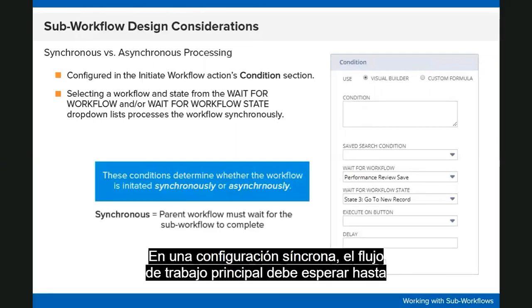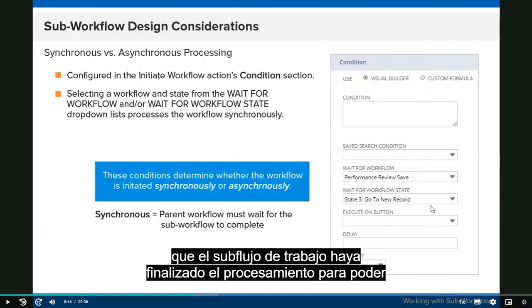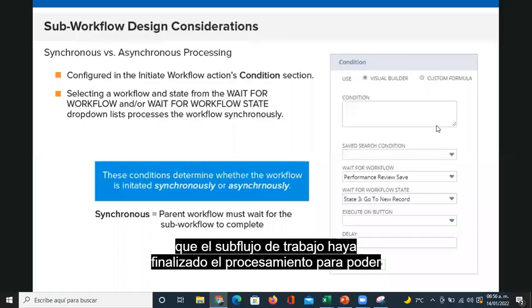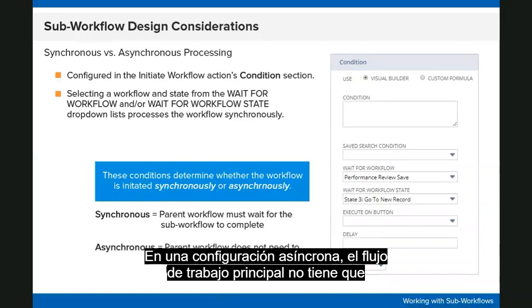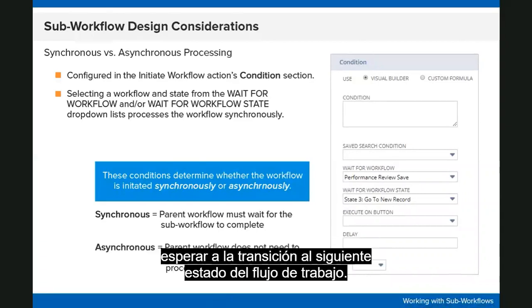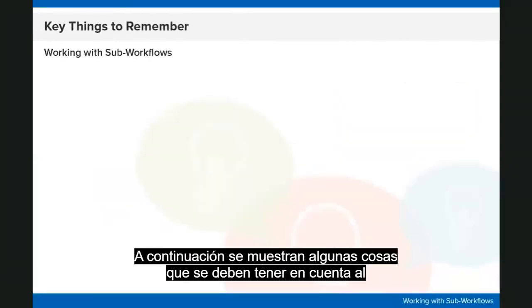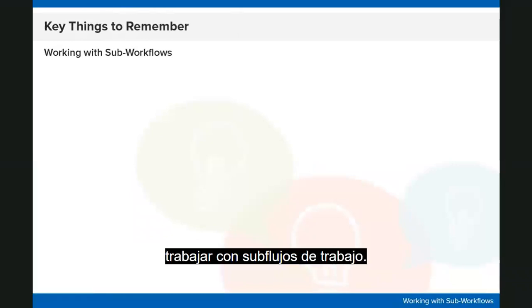In a synchronous configuration, the parent workflow must wait until the sub-workflow has completed processing before it can transition to the next state in the workflow. In an asynchronous configuration, the parent workflow does not have to wait to transition to the next state of the workflow. Here are some things to keep in mind when working with sub-workflows.